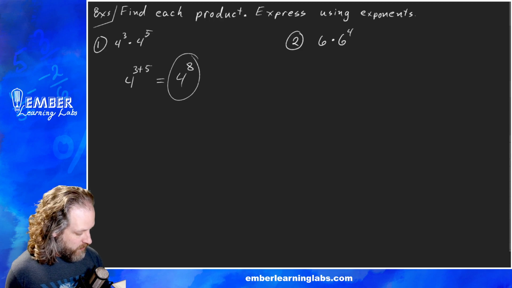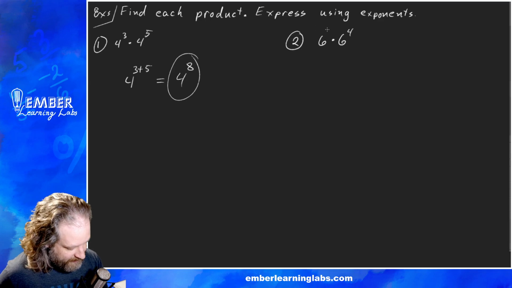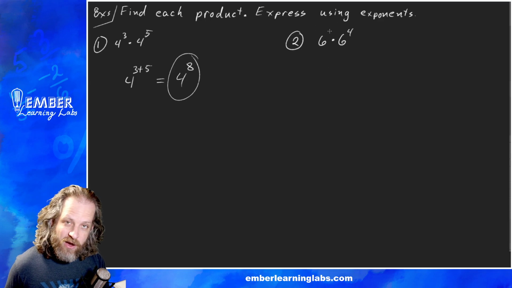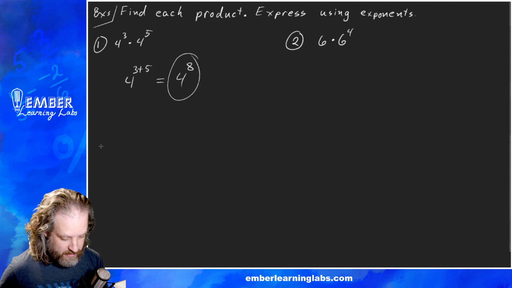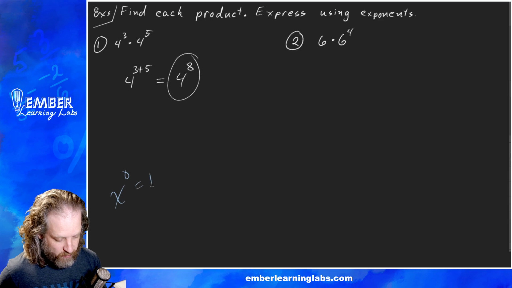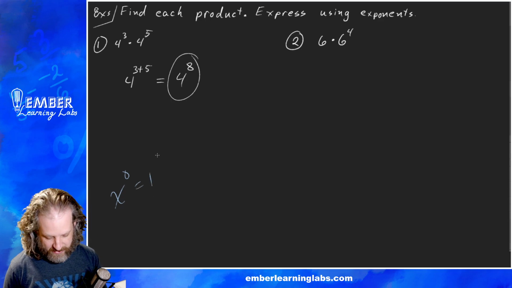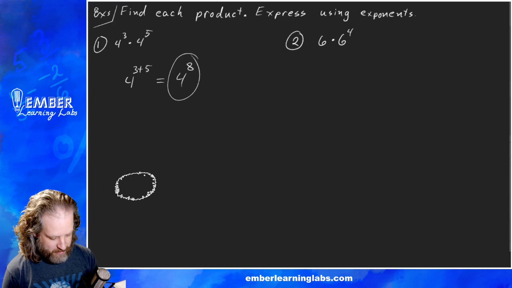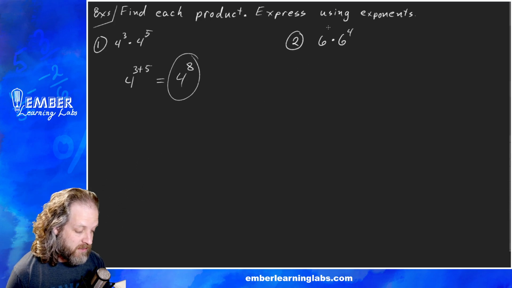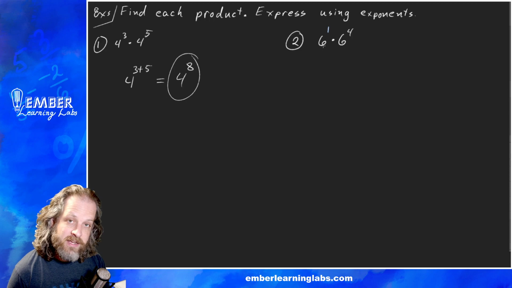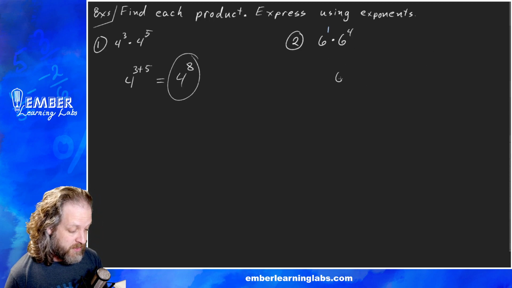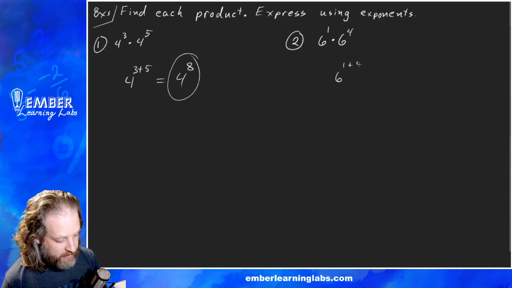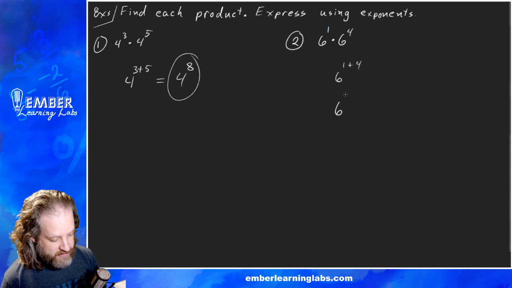Now, this next one is a little bit sneaky, right? Because this one, there's nothing up there. So what is the exponent? Is it 0? What is it? No, it's not 0, right? Because anything to the 0 equals 1. So that wouldn't be it because that would just go away. So that can't be true. So if there's not an exponent there, it's to the first, 6 to the first, right? So in this case, we would add those exponents. So this would turn into 6 to the 1 plus 4, which would be 6 to the 5.